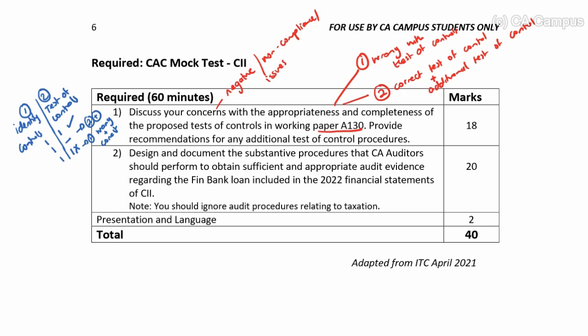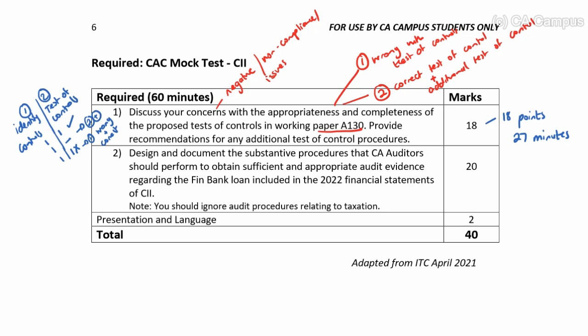Okay, it's for 18 marks. And so between my issues and then my corrections and additionals, I want to have 18 points, which I will then have 27 minutes to do. Okay, question 2.